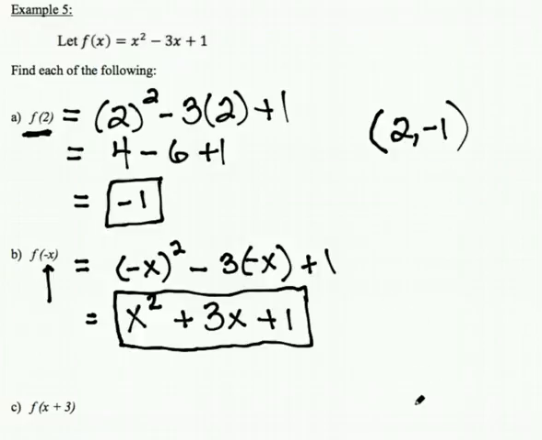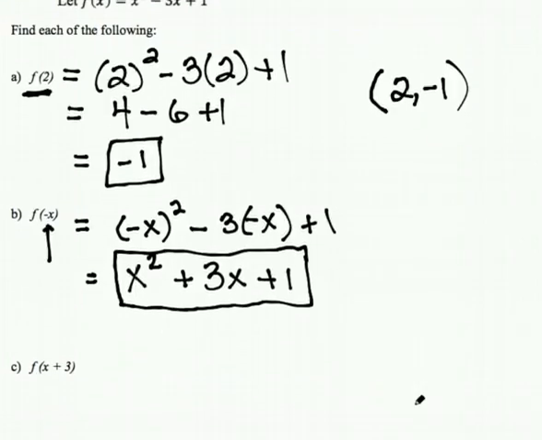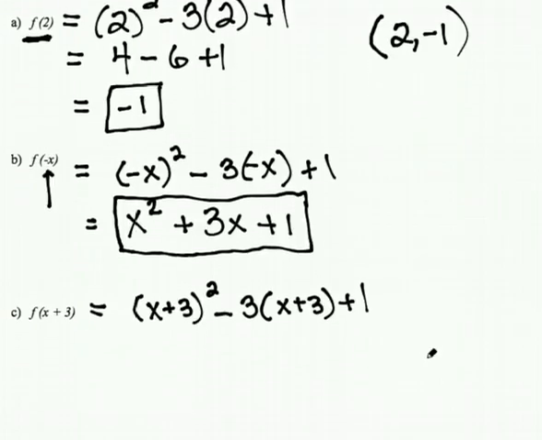That is my answer. Now, part C says find f of x plus 3. That means wherever I see an x, I'm going to plug in x plus 3. So this one is a little more complicated. All right, I see an x, I'm going to plug in x plus 3 squared, minus 3, and I see another x, I'm going to plug in x plus 3, and then I have plus 1. Now I need to simplify that.